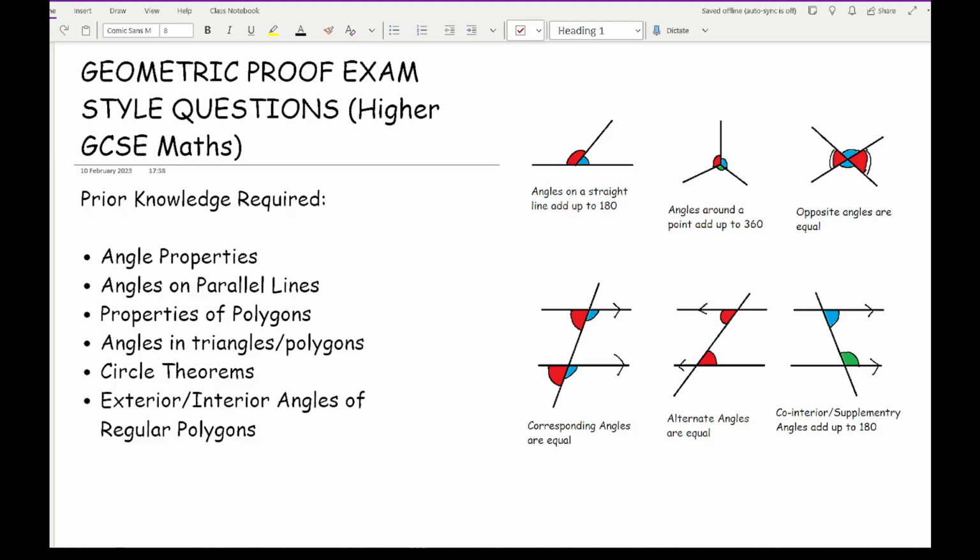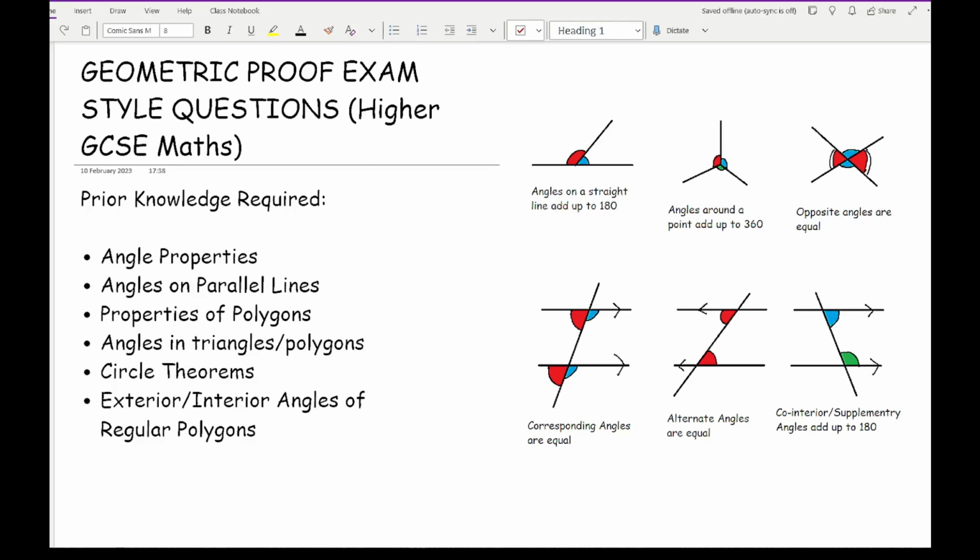Now, before tackling some past exam questions, let's just run through some of the key elements of what you actually need to revise and recall when approaching geometric proof questions. The first thing we're going to look at is angle properties. So this stems from all the way back to basic Key Stage 3 and primary school, facts about angles.